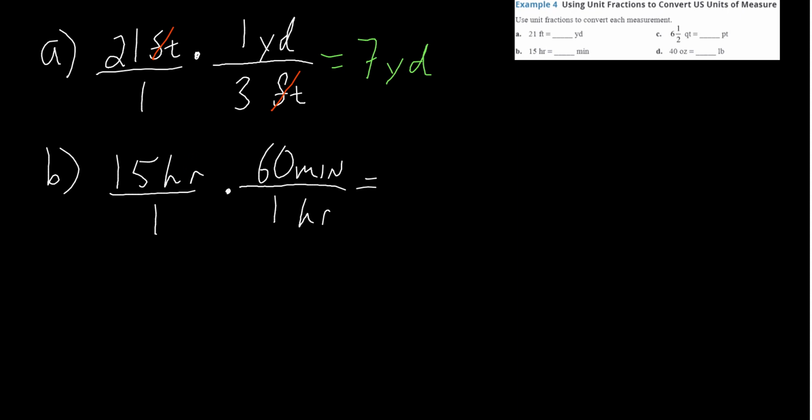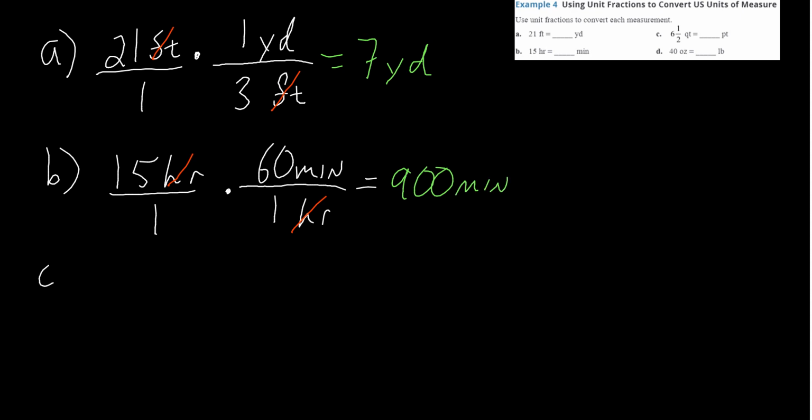And that makes the calculation easy again because I'm canceling hours. And then it just becomes a fraction of 15 times 60 all over 1 times 1, which is 1, right? So 15 times 60, 600, 900. So that should be 900 minutes. So 900 minutes.